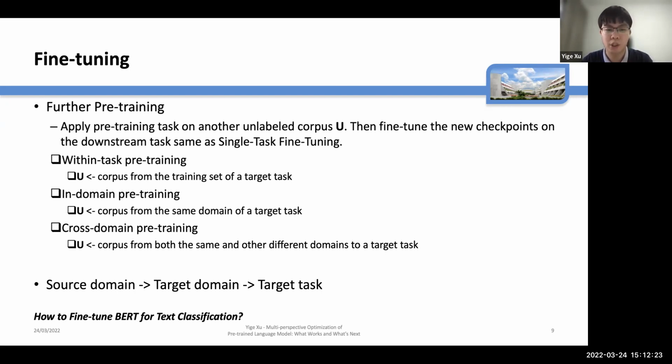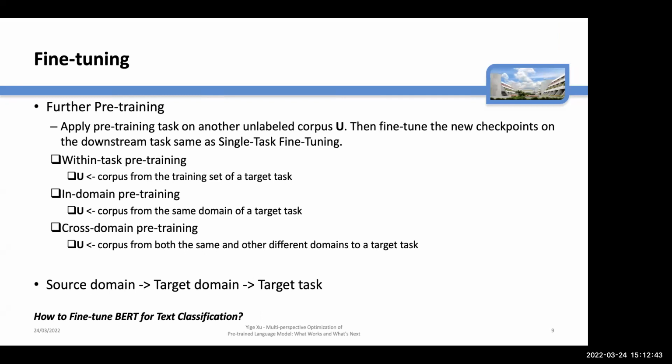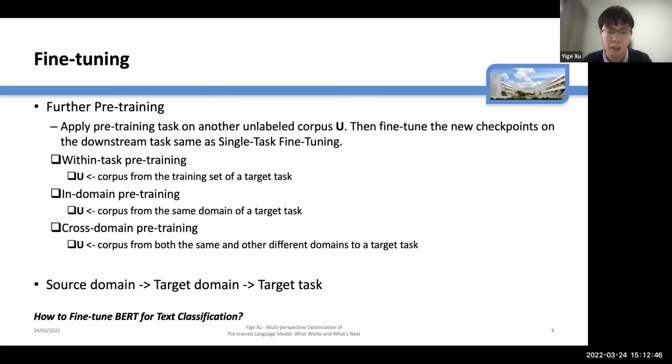The second one is in-domain pre-training. For example, the IMDb data set is a movie review data set that aims to predict the sentiments of the reviewers. We also have other review data sets that are in the same domain. So we use the corpus from the same domain to further pre-train. That is called in-domain pre-training. Lastly, we also have corpora from many other different domains for further pre-training, and it is called cross-domain pre-training.